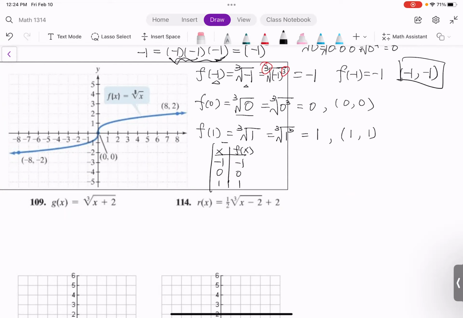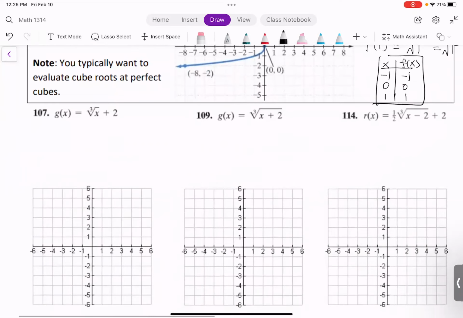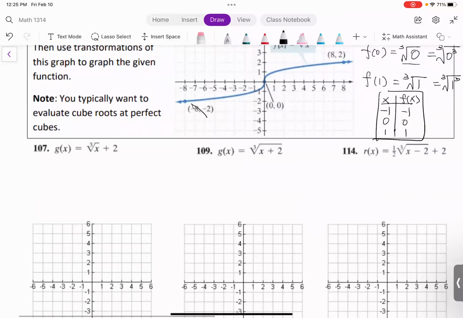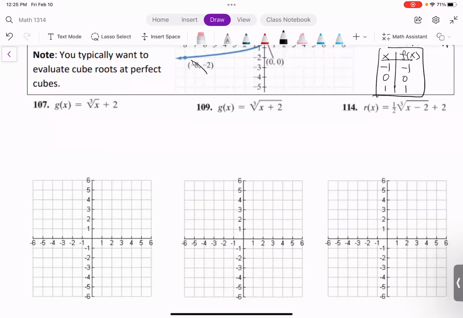All right. I love these three easy key points. Okay, so I will ignore these two key points. They are too big. Let's use the key points to find the new key points. The transformation of 107, g of x equals cube root of x plus 2. That means f of x plus 2. Plus 2 means going up 2 units, all the y plus 2.